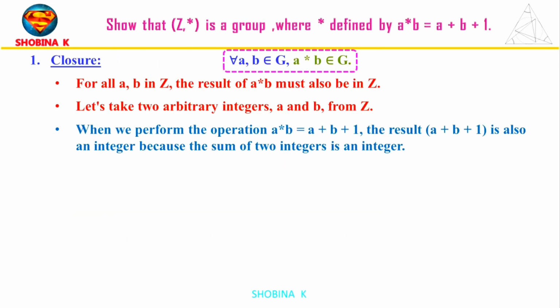First, the closure property. Closure is one of the most fundamental properties required for a set and operation to form a group. So for all a, b in Z, the result of a * b must also be in Z. Let's take two arbitrary integers a and b from Z, and when you perform the operation a * b by adding a and b and then adding 1, the result is still an integer. When you add two integers, the result is always another integer.